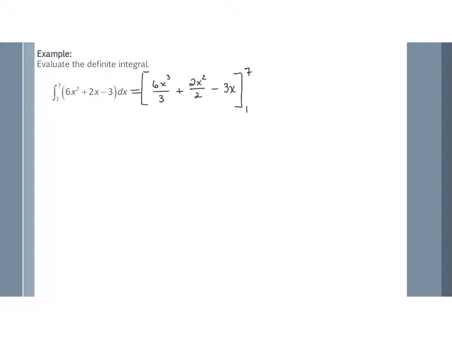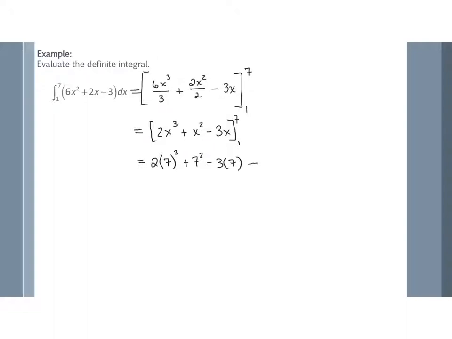Now let's do some simplification. 6x cubed over 3 is just 2x cubed. The 2's cancel in the next term, so we're just left with x squared minus 3 times x from 1 to 7. Now let's evaluate our antiderivative at 7. So we have 2 times 7 cubed plus 7 squared minus 3 times 7.